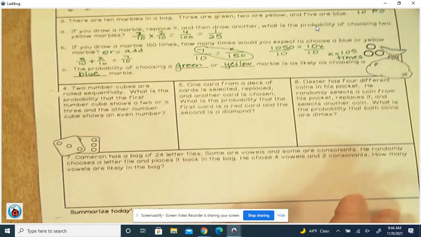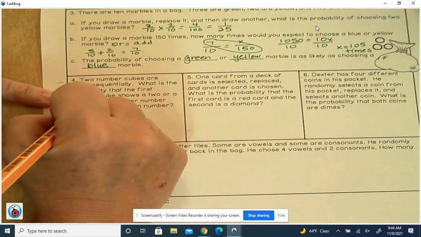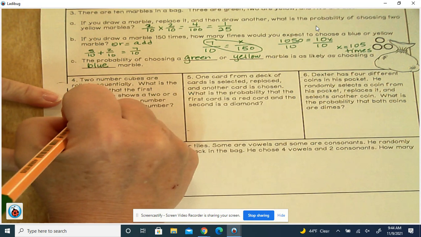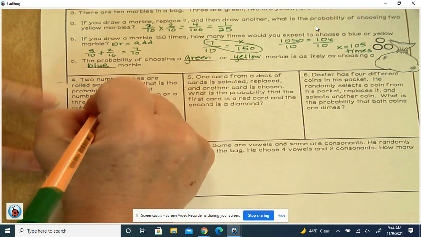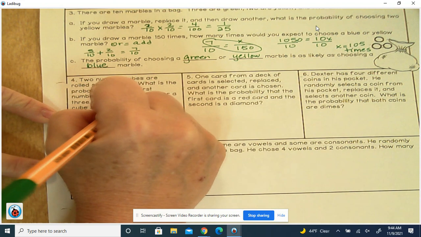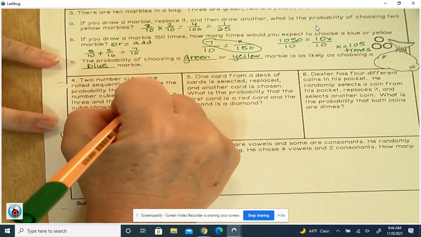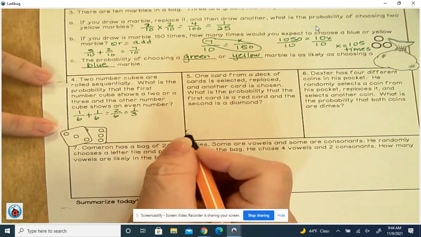Number 4, 2 number cubes are rolled sequentially. What is the probability that the first number cube shows a 2 or a 3? So if it shows a 2, there's 1 two out of 6, and "or" means to add, and then there's 1 three. So we add them together and we get 2/6, which reduces to 1/3.